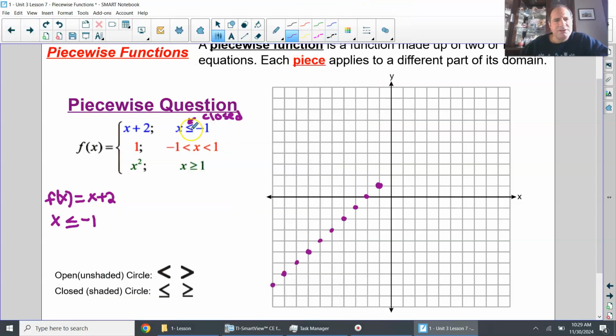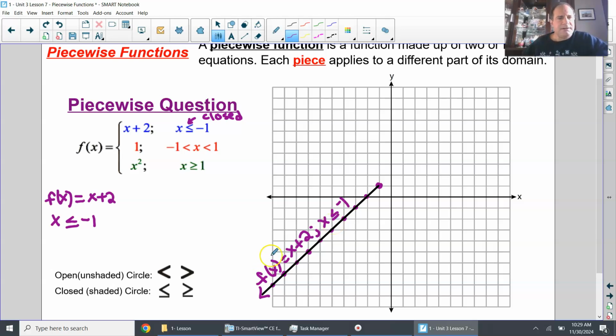Remember, this is a less than or equal to, so you connect all those points with an arrow on this side right here. This is f of x equals x plus 2, for x that is less than or equal to -1.